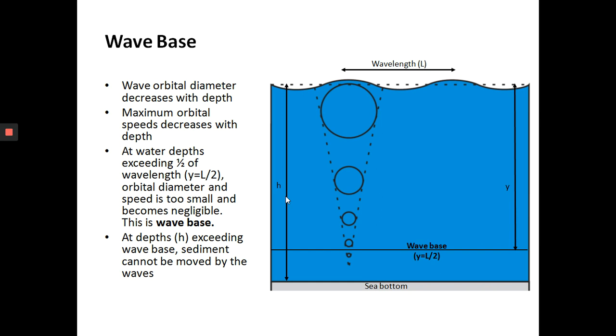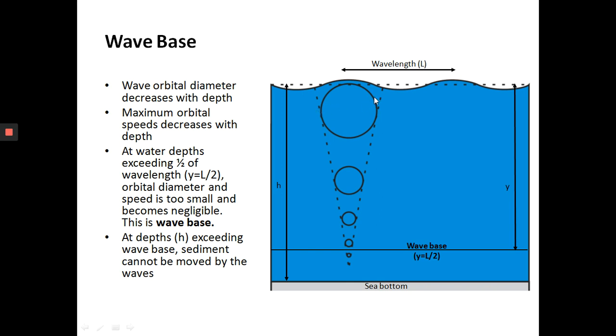So water molecules are still moving in circular pathways. But the orbital diameter of these cells decreases with depth. They become smaller and smaller as you go deeper and deeper. And the maximum orbital speed also decreases with that. So the water particles are becoming slower and slower towards the bottom.